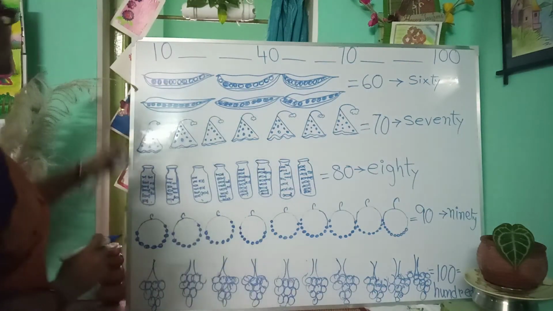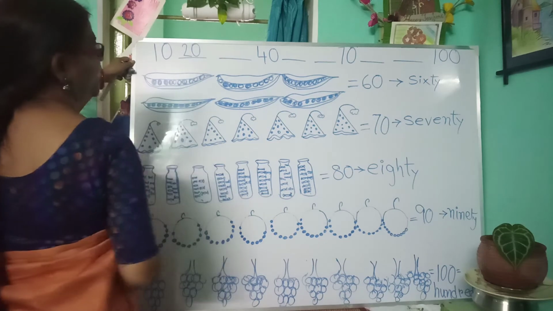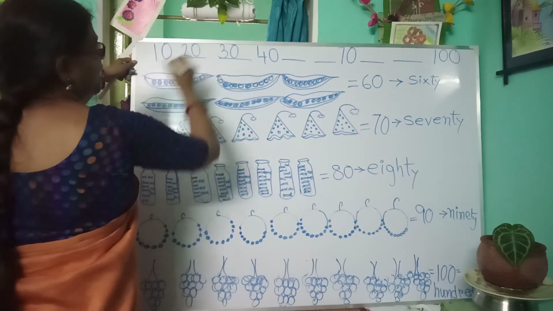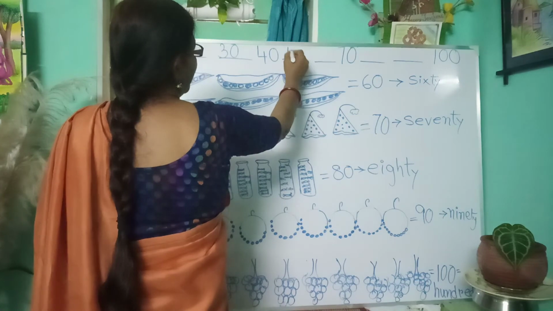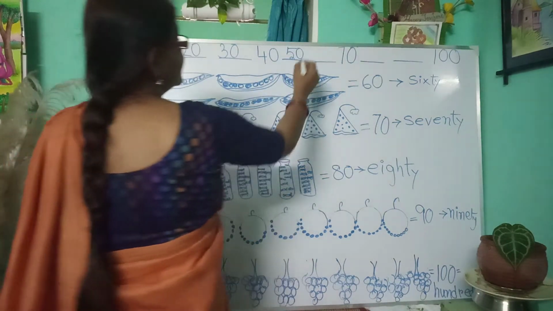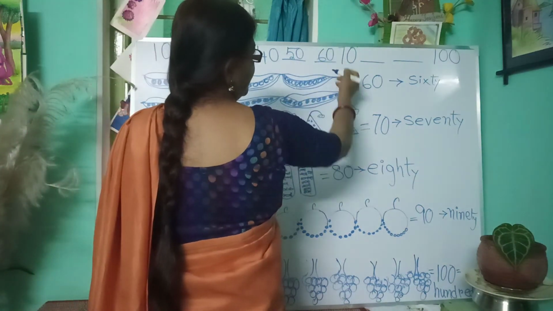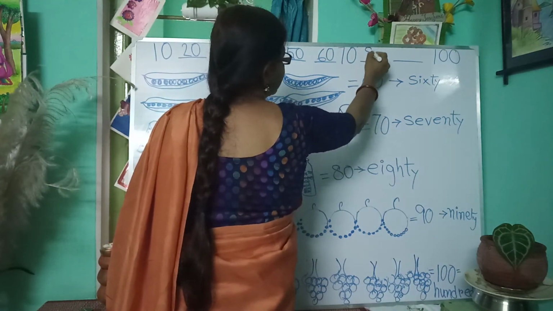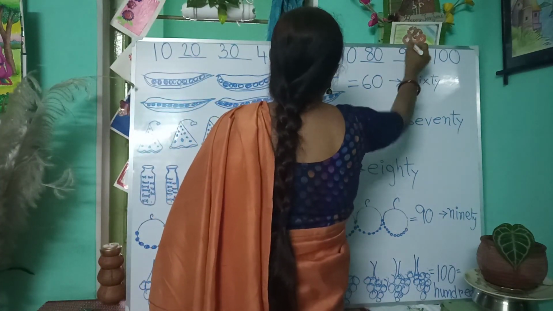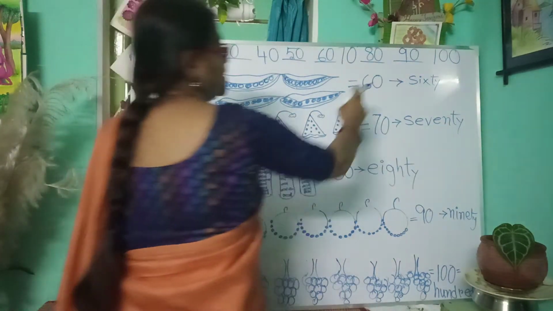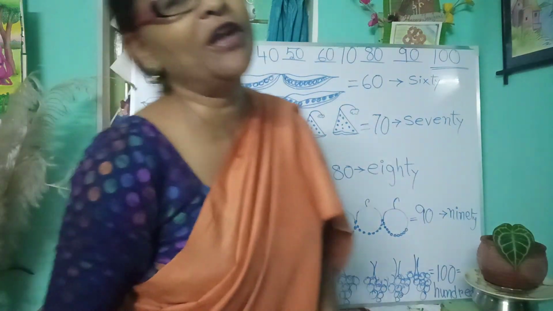Look at the board. 1 ten, then 2 tens, 20, then 3 tens, 30, then 4 tens, after 4 tens, 5 tens, 50, after 5 tens, there are 6 tens, 60. After 6 tens, there are 7 tens. 7 tens, then 8 tens, 80. Then, after 8 tens, there is 90. After 90, there is 100. Okay? Everybody will practice it at your home.